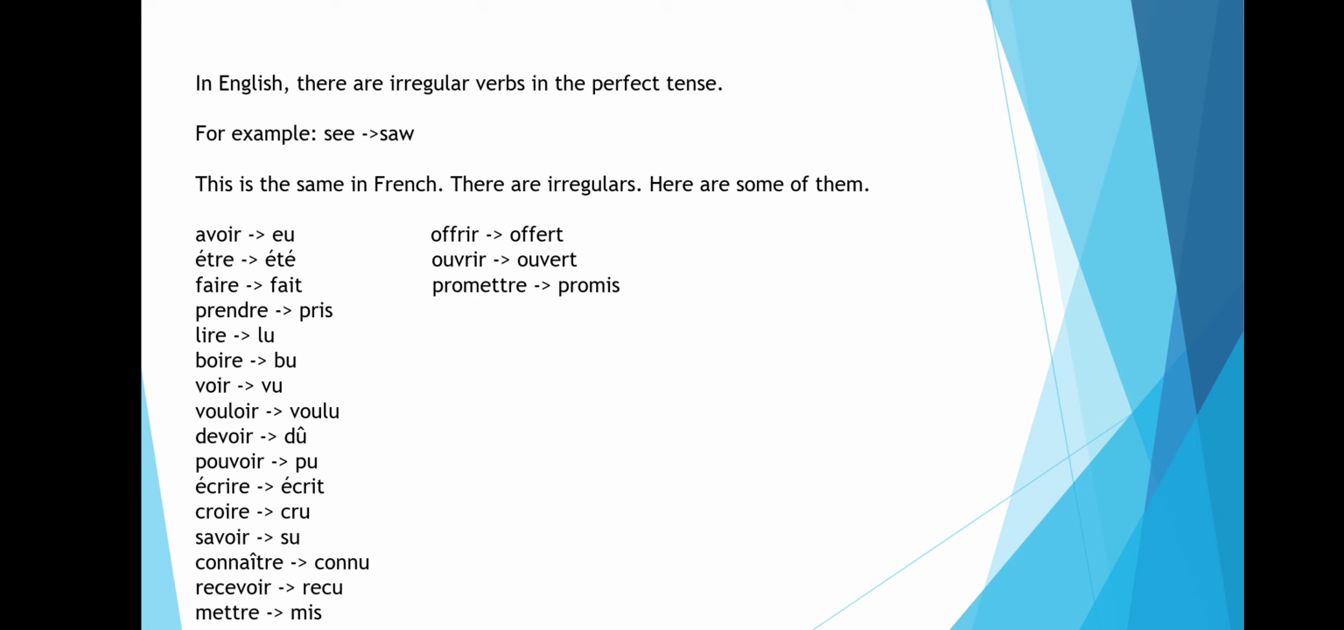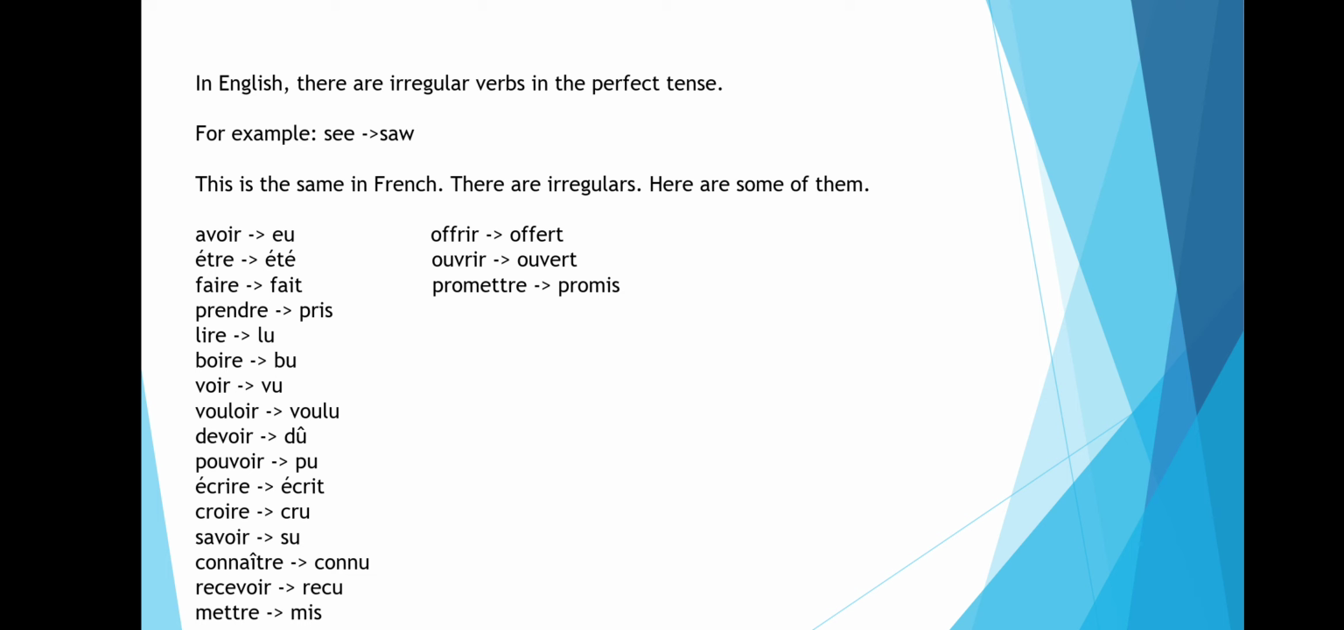eu, être is été, faire is fait, prendre is pris, lire is lu, boire is bu, voir is vu, vouloir is voulu, devoir is dû, pouvoir is pu, écrire is écrit, croire is cru, savoir is su, connaître is connu, recevoir is reçu, mettre is mis, offrir is offert, ouvrir is ouvert, and promettre is promis.